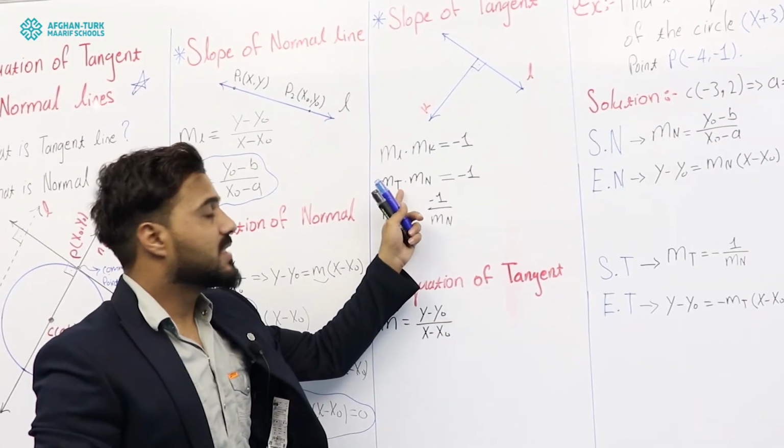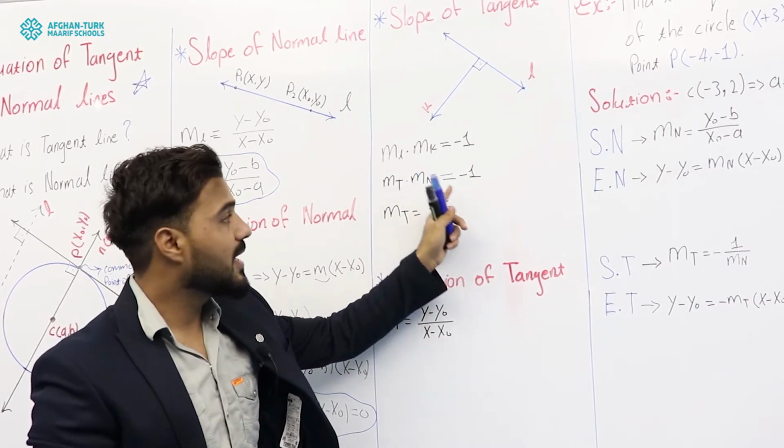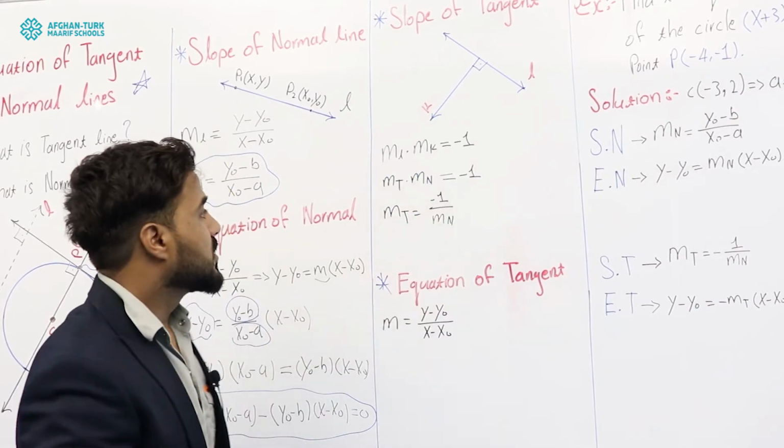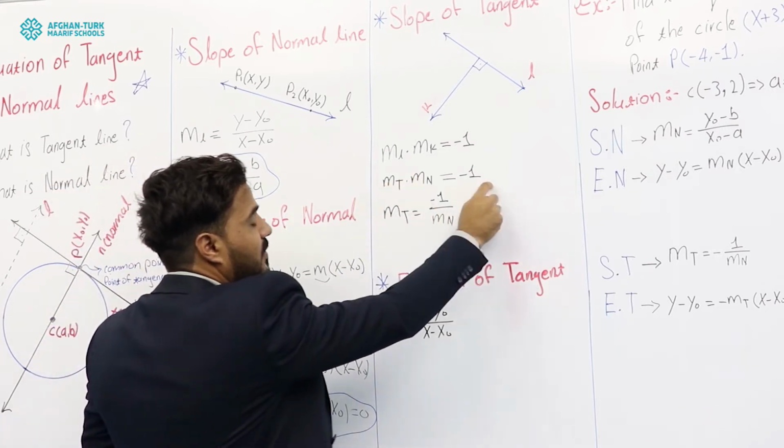So m of t, it means the slope of tangent line, times m of n, it means the slope of normal line, is equal with minus 1. So I am going to find slope of tangent line from this equation.